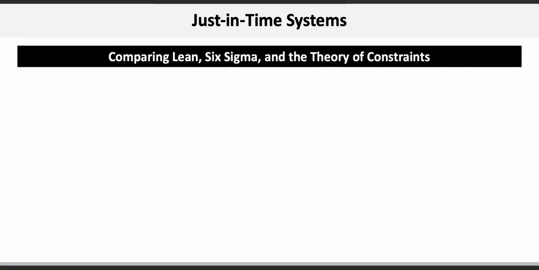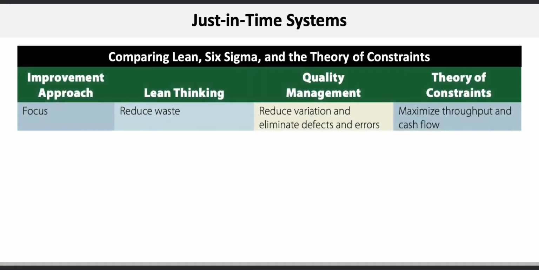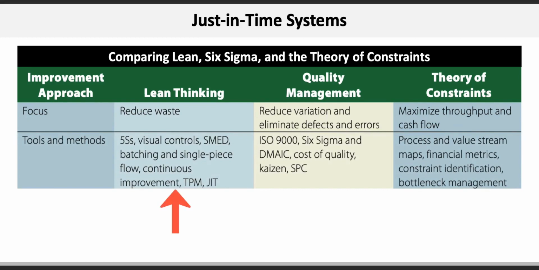Just-in-time lean systems can be compared to Six Sigma and the theory of constraints, both of which were covered in previous chapters. In terms of focus, lean thinking emphasizes reducing waste. Six Sigma focuses on reducing variation and elimination of defects and errors, and the theory of constraints focuses on maximizing throughput and cash flow. With respect to tools and methods, lean thinking uses the 5 S's, continuous improvement, etc., while Six Sigma relies on cost of quality, statistical process control, and quality standards. The theory of constraints relies on value stream maps, financial metrics, and bottleneck management.